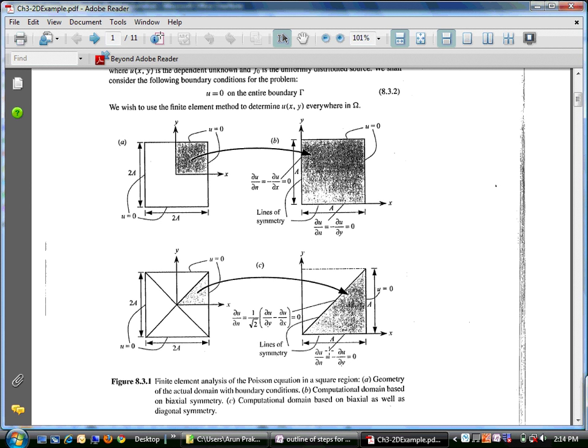So on this bottom edge, whatever value we get from this side of the solution should be equal to this side of the solution. So what we are saying is that our solution does not vary across this edge. Another way of saying that is that du/dn, where n is the normal vector to that edge, is equal to 0.